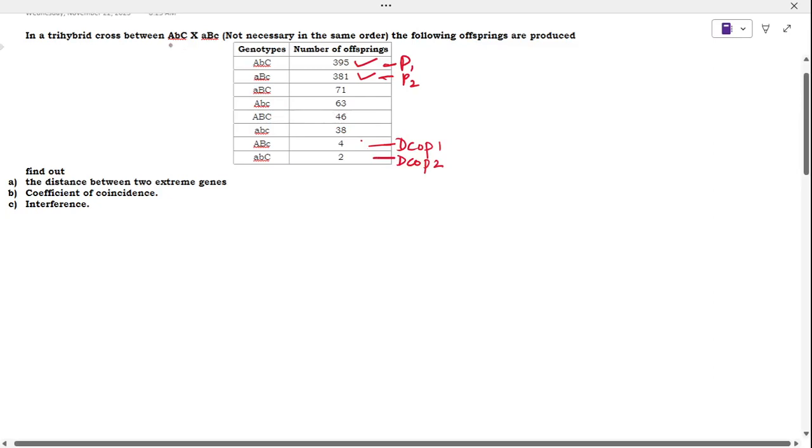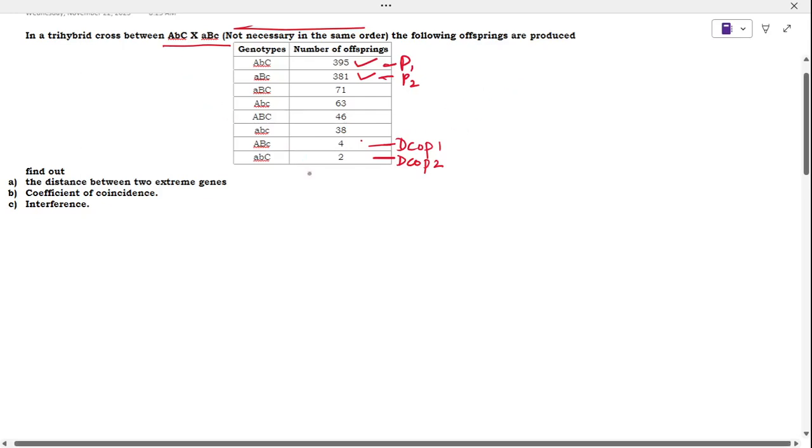As I mentioned, in this genotype cross it is not necessary that the genes are in the same order. That means, to confuse people, it may be given as BAC or ABC. The way to find the arrangement of the chromosome is by the double crossing over product.